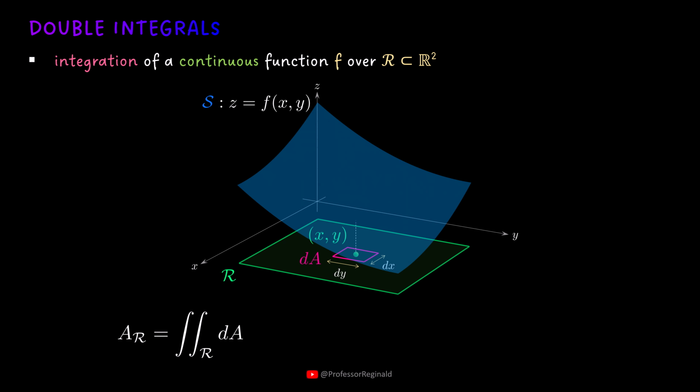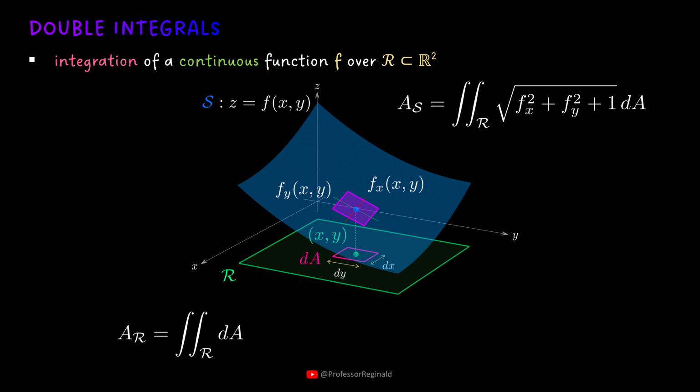Meanwhile, suppose this plane is a transformation of the subregion onto the point in the surface, where these partial derivatives are the slopes of the plane in the x and y directions. So the area of the surface is the double integral of the transformation of the differential area onto the surface.